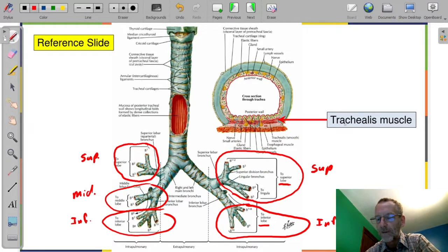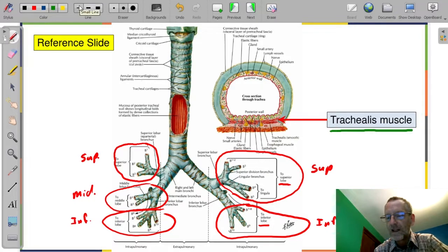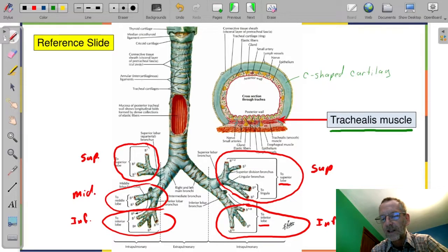The other thing on the slide they put in here is the trachealis muscle. And the trachealis muscle is, these are the C-shaped cartilage rings of the trachea. They're open in the back. So the cartilage ends on the side posteriorly, and then across the back is the trachealis muscle, which runs vertically up and down the length of the trachea.